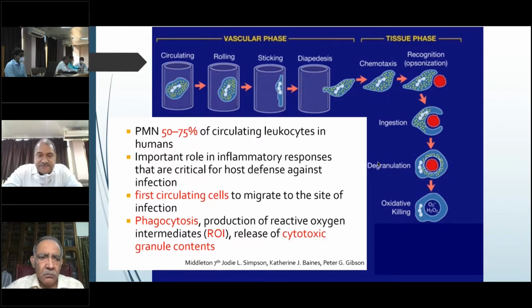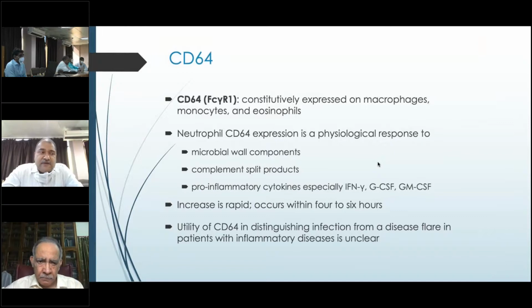Next slide, please. Now, we looked at a very important marker, that is CD64, which was reported in small studies as a molecule which may get overexpressed on the surface of neutrophils in conditions of exposure to bacteria. Normally, CD64, which is also called Fc gamma receptor R1, is not expressed on the surface of neutrophils, though it is constitutively expressed on monocyte macrophages, dendritic cells and eosinophils, but not on neutrophils.